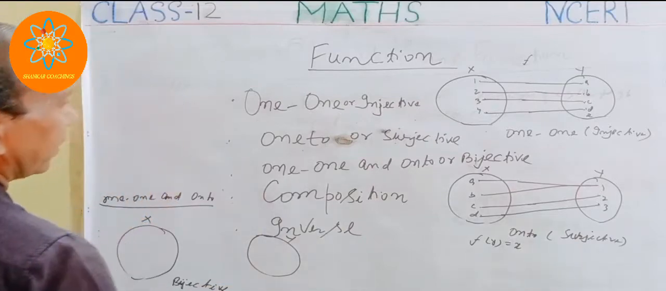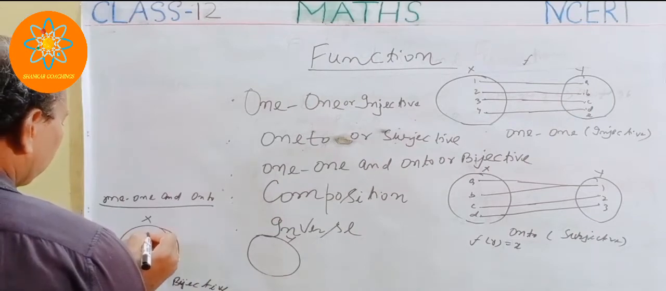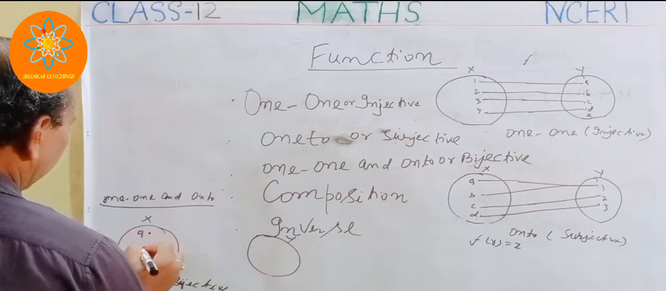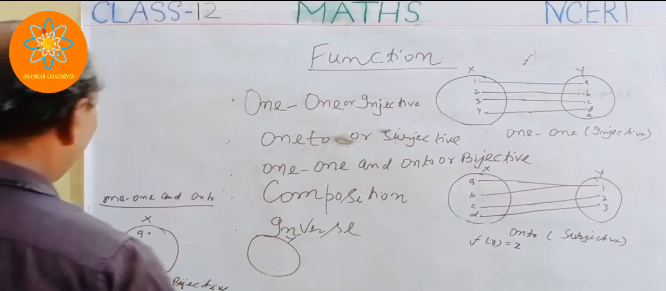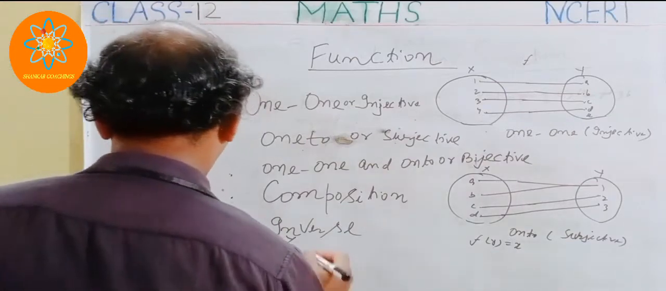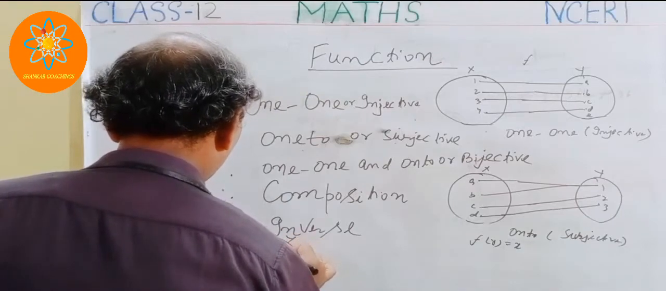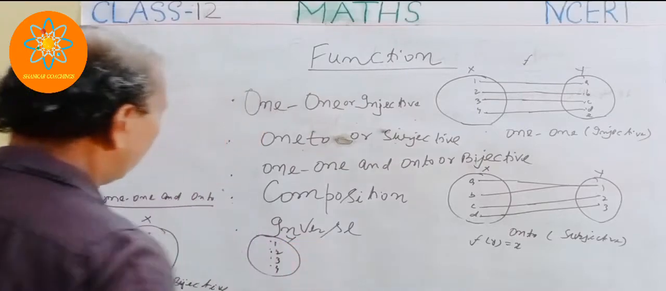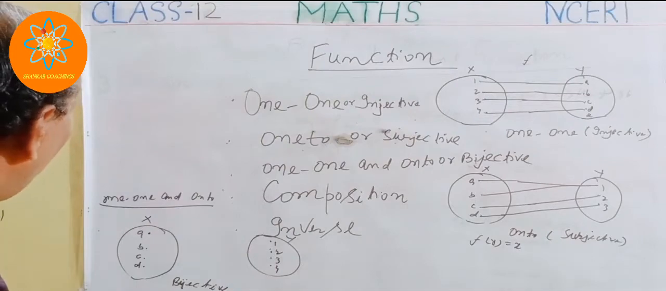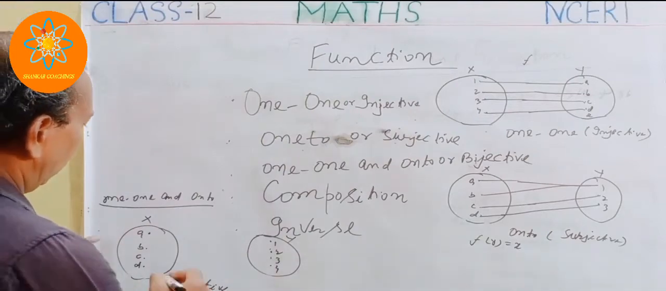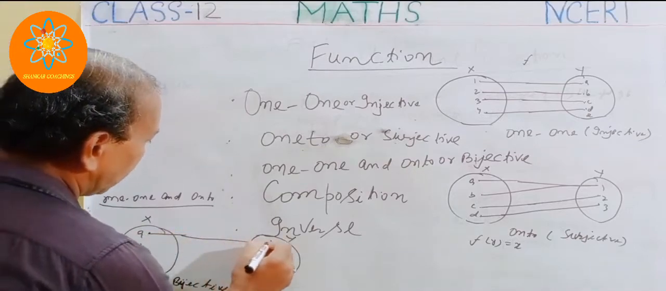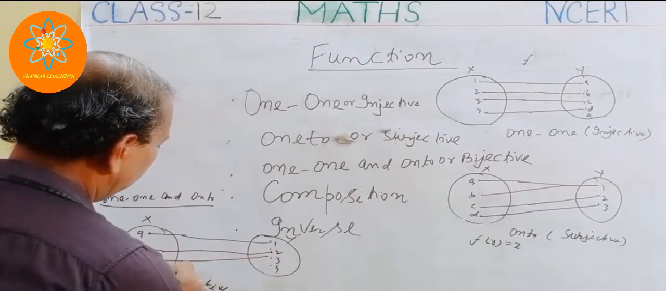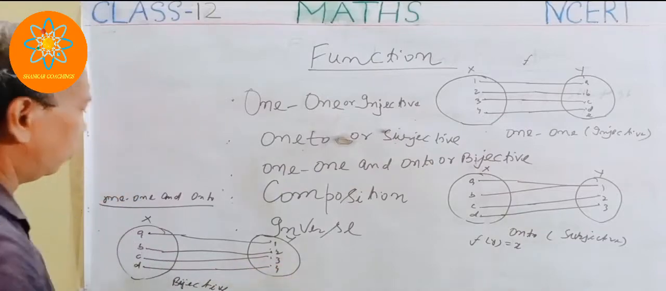So let's suppose I'm taking a few examples. Suppose in X the elements are A, B, C, and D. And in Y there are also numbers: this is 1, this is 2, this is 3, and this is 4. This is the example of one-one and onto, or we call it bijective. A is related to 1, B is related to 2, C is related to 3, and D is related to 4.